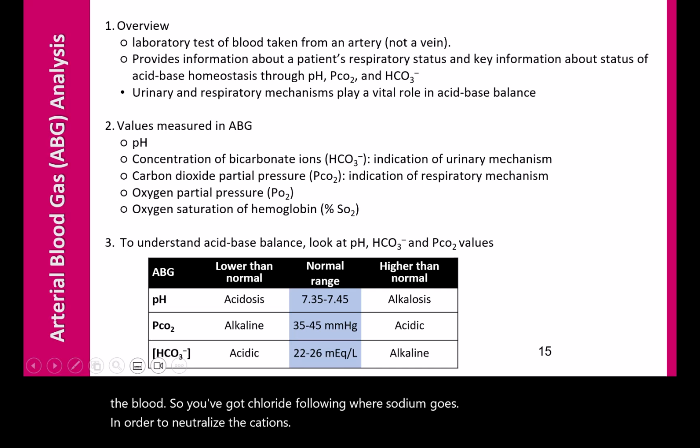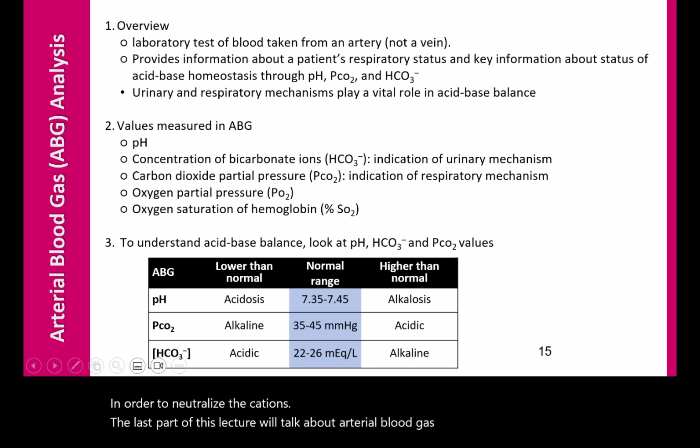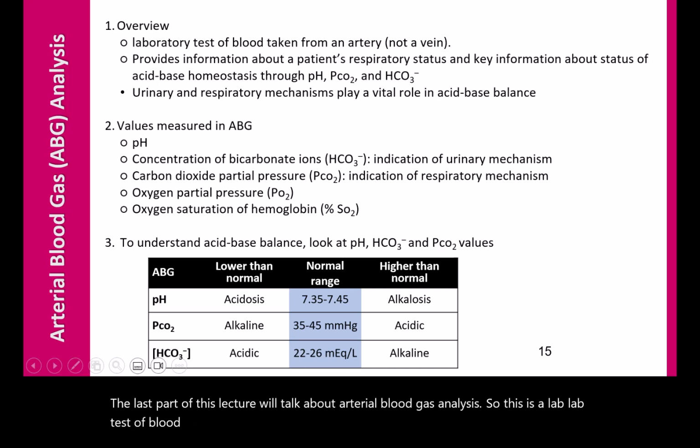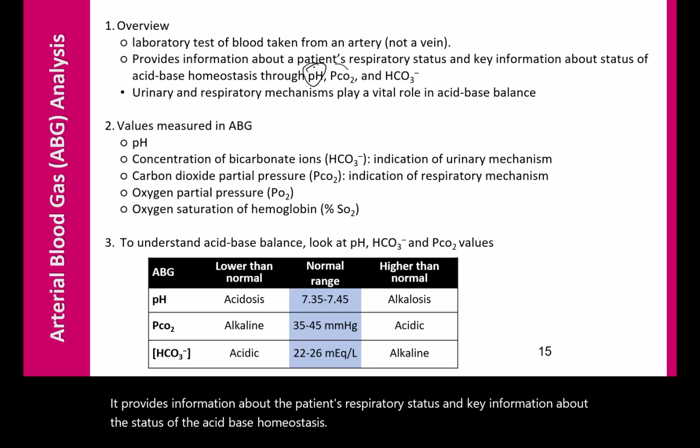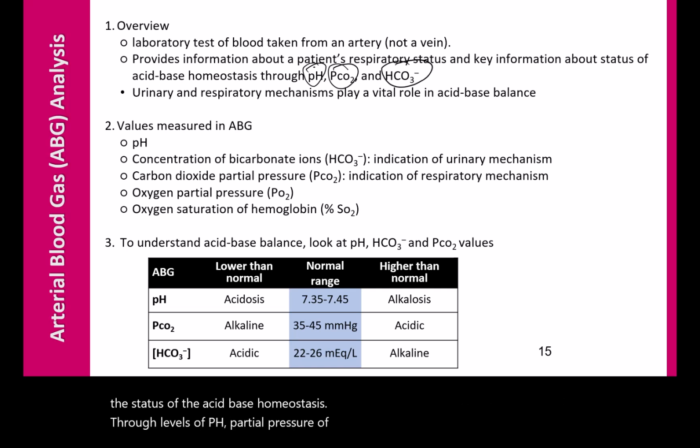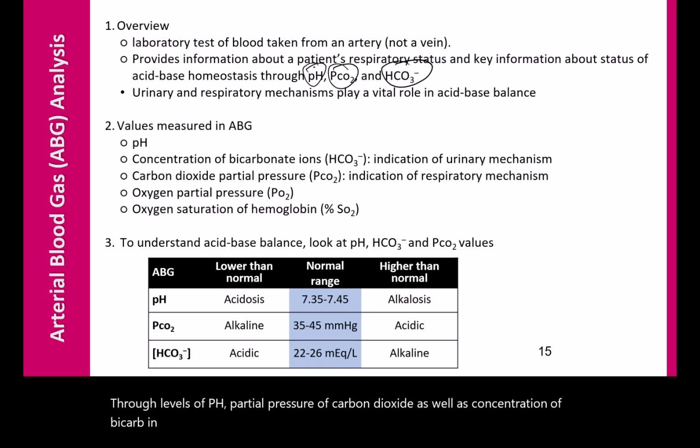The last part of this lecture, we'll talk about arterial blood gas analysis. So this is a lab test of blood taken from an artery rather than a vein. It provides information about the patient's respiratory status and key information about the status of the acid-base homeostasis through levels of pH, partial pressure of carbon dioxide, as well as concentration of bicarb in the arterial blood.